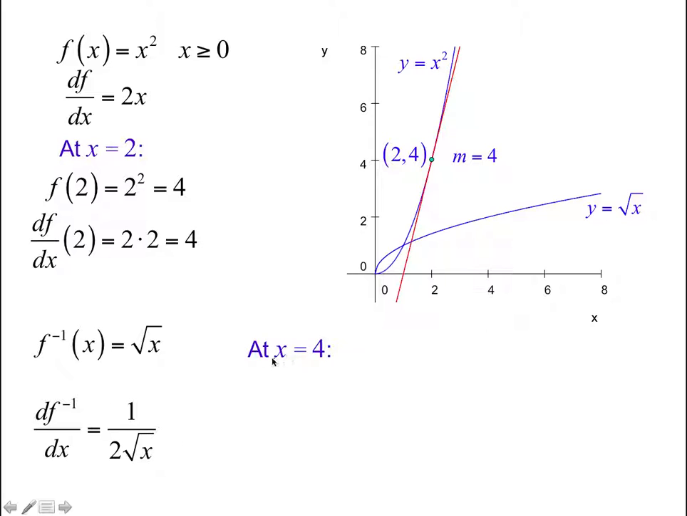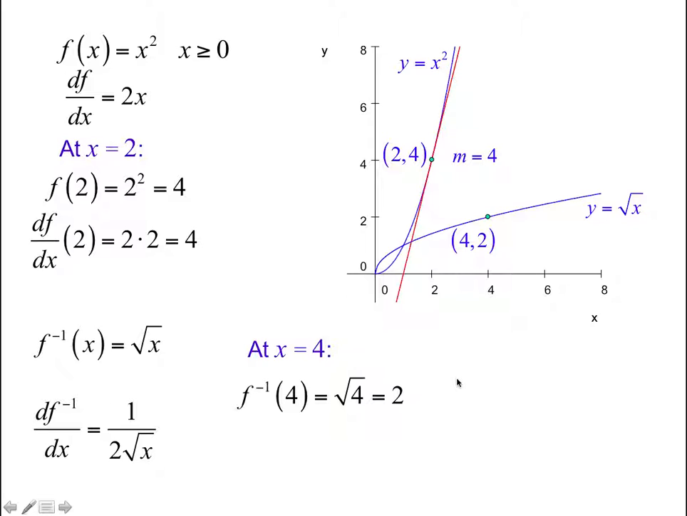Okay, so now notice I'm taking it at x equals 4, because it's the inverse. So I can't take it at x equals 2. I have to take it at that y value that corresponds to 2, which is 4. So in order to look at the inverse of my function, I have to look at x equals 4. So when x equals 4, then y equals 2. So that's that point. And so the value of my inverse at 4 is 2.